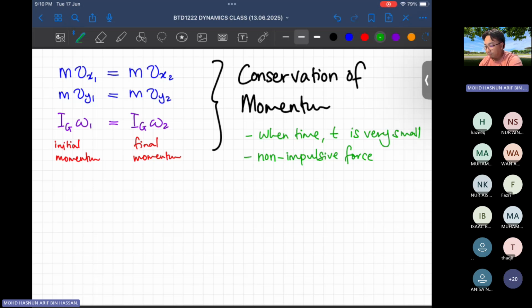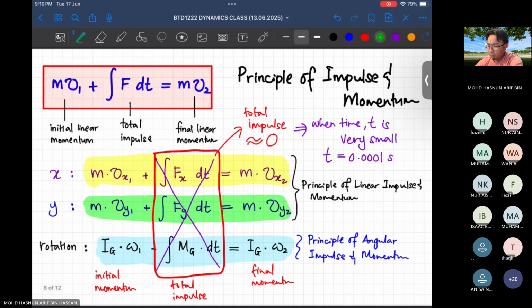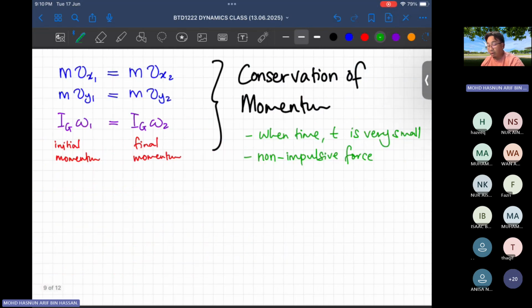You can notice from the previous equations, the principle of impulse and momentum, that we have three separate items: initial momentum, total impulse, and final momentum. Now the total impulse is equal to zero. What you have now is initial momentum equal to final momentum. So this is called the conservation of momentum.